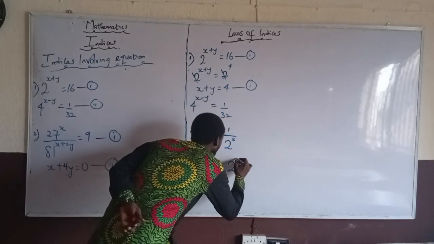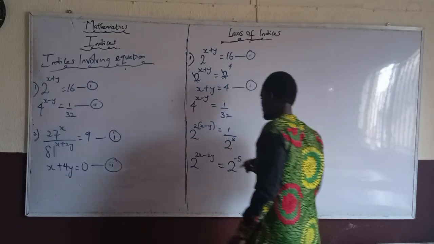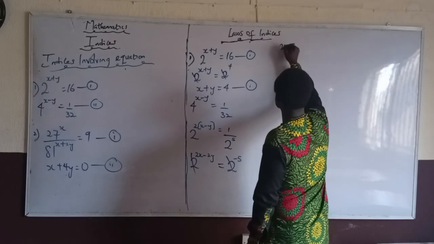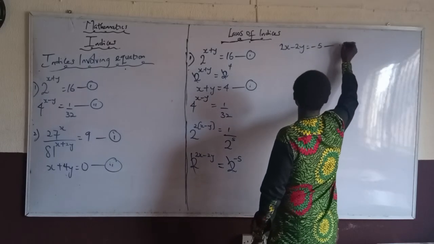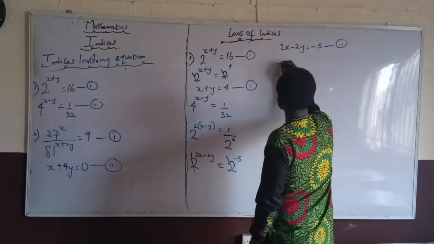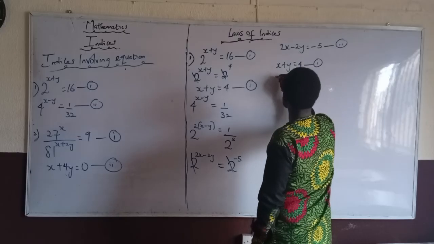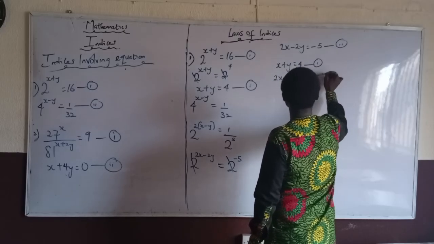That is 2 raised to power minus 5. So here becomes 2. Okay, here 2 cancel 2. So it becomes 2x minus 2y equals to minus 5, equation 2. So let me have my equations again. Here x plus y equals to 4, equation 1. 2x minus 2y equals to minus 5, equation 2.